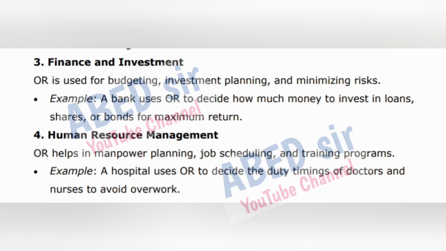3. Finance and investment. OR is used for budgeting, investment planning, and minimizing risks. Example, a bank uses OR to decide how much money to invest in loans, shares, or bonds for maximum return. 4. Human resource management. OR helps in manpower planning, job scheduling, and training programs. Example, a hospital uses OR to decide the duty timings of doctors and nurses to avoid overwork.